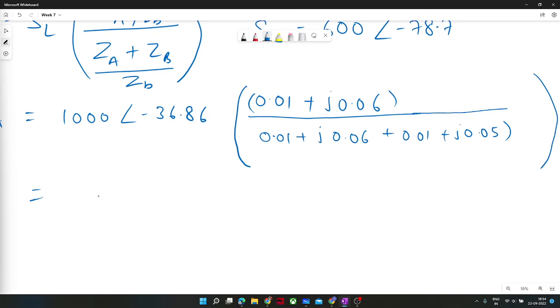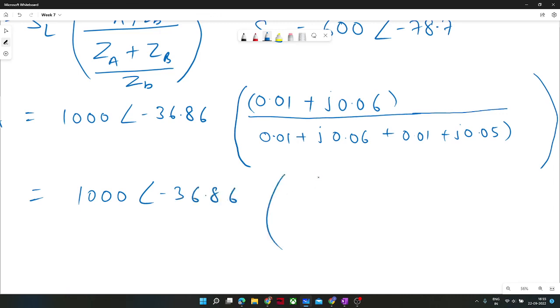So if you just multiply it with something, 1000 into, let's say, minus 36.86 into 0.01 plus 0.06 j divided by 0.02 plus 0.11 j, and that would come out to be 0.544 plus j 0.008.